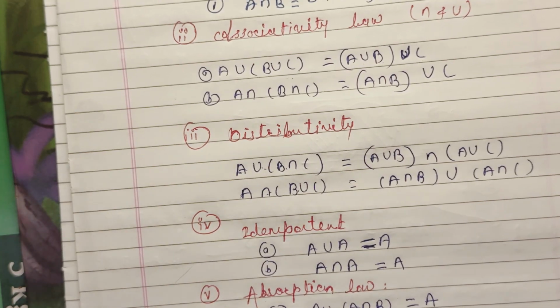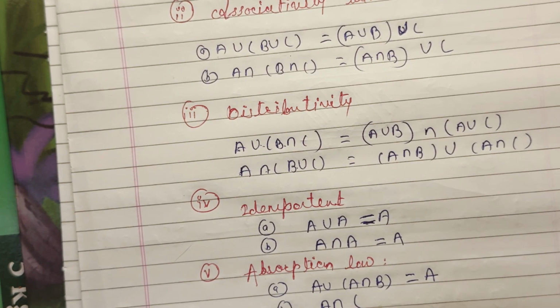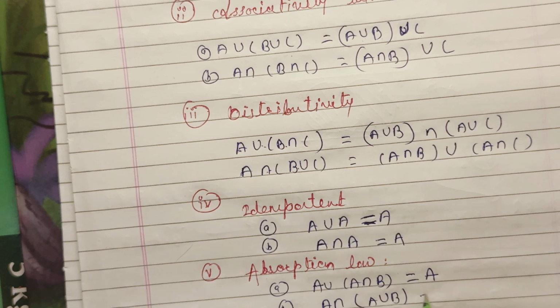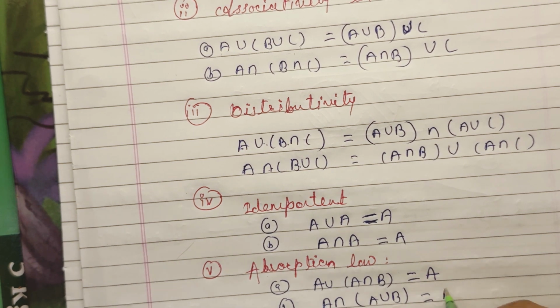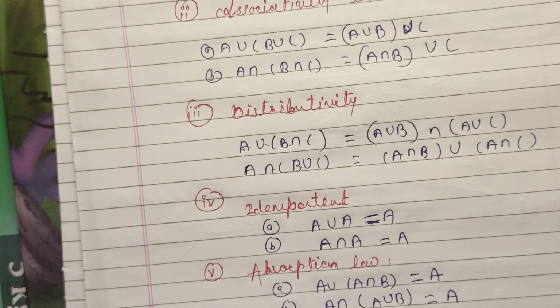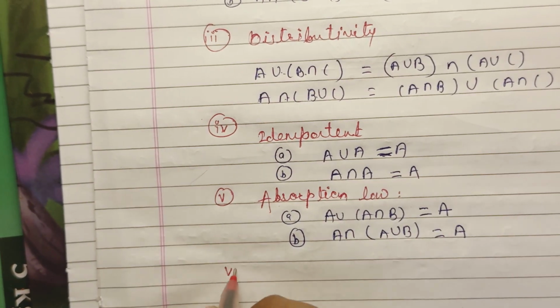Next, we have the other absorption law. Instead of union, we are replacing it with intersection. A intersection A union B, we write the set A only. Whenever these two properties hold, we say the absorption law holds. And then we go for the sixth, De Morgan's law.